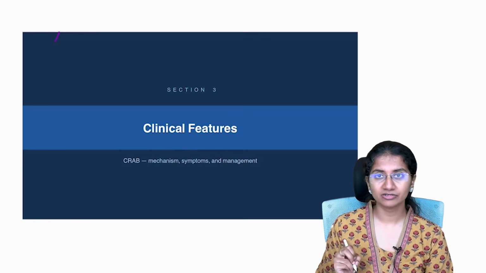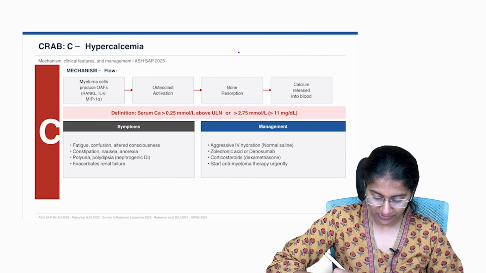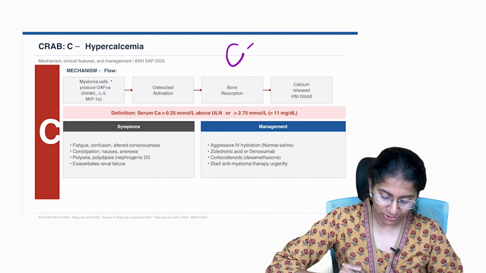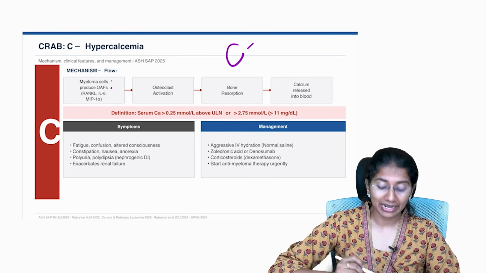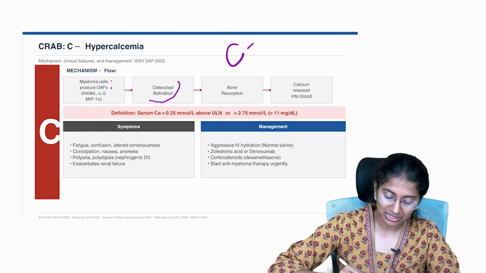So going on with the clinical features. What is hypercalcemia? CRAB criteria, C. C is hypercalcemia. So the mechanism, if you see, is that myeloma cells produce osteoclast activating factors, OAFs. They are RANKL, IL-6, MIP-1 alpha. So they cause osteoclast activation.